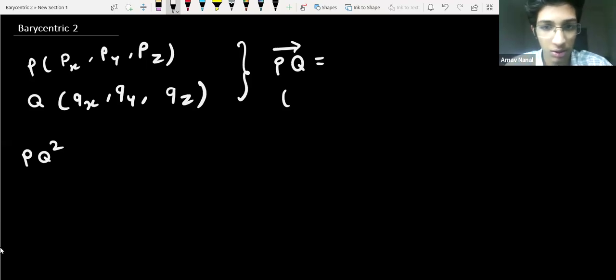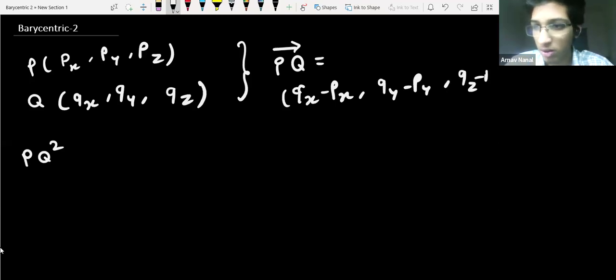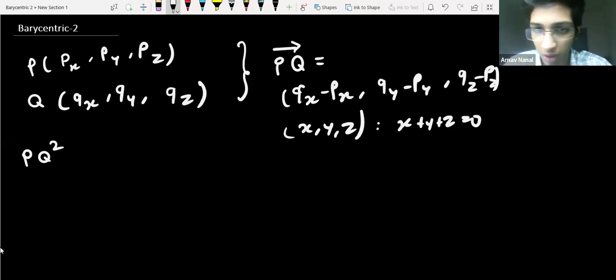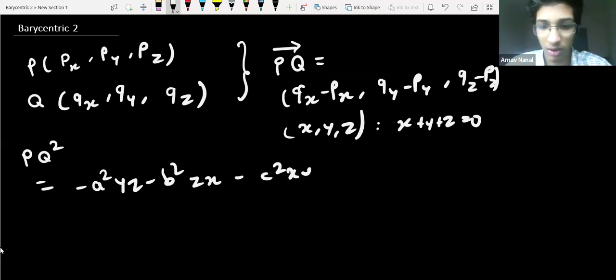for calculating distances. So the displacement vector we can call it is qx minus px, qy minus py, qz minus pz. Let's denote this by x, y, z, where they should add up to 0 for the displacement vector. Then PQ squared is given by minus a squared yz minus b squared zx minus c squared xy. You can prove this by taking the vector form and just taking the mod.